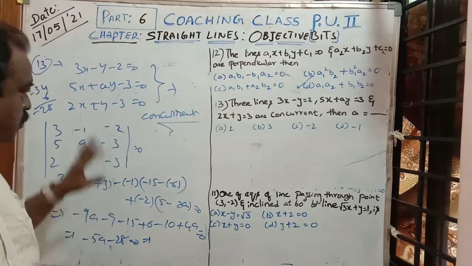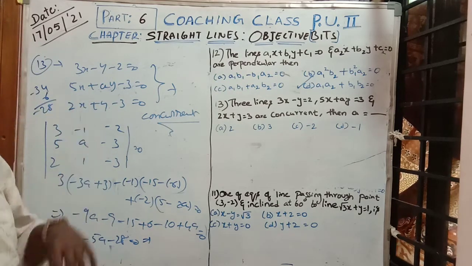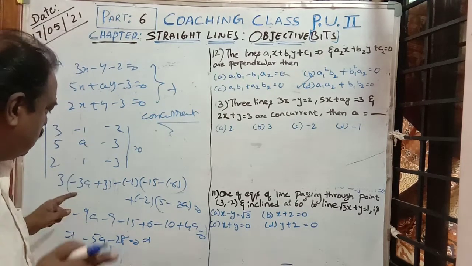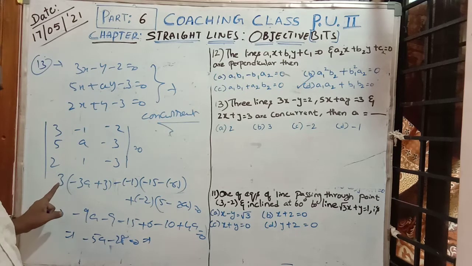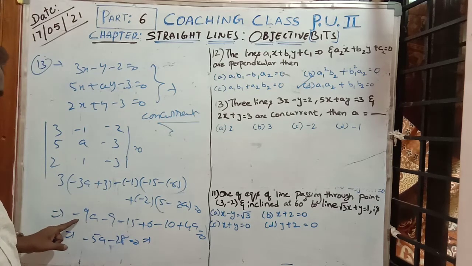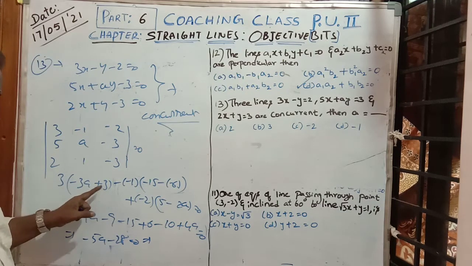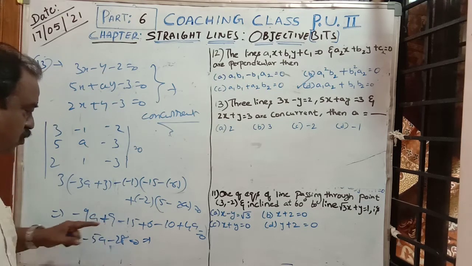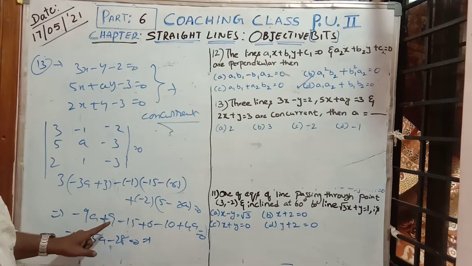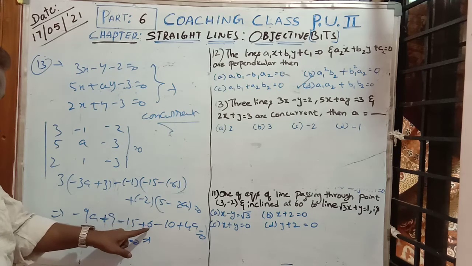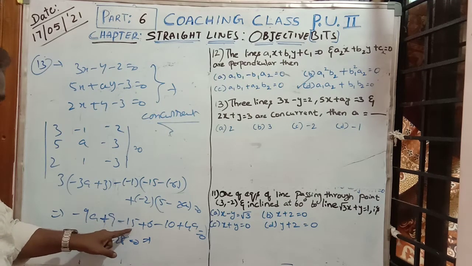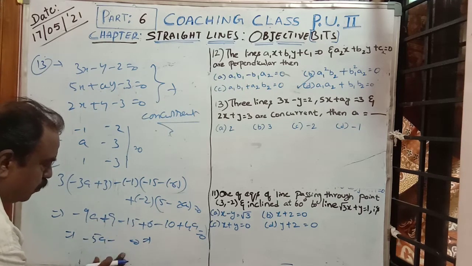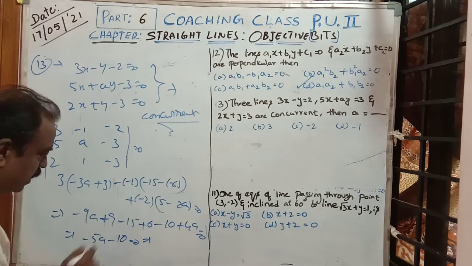Up to this point it is correct. Now observe me, a small mistake is there. 3 into minus 3a is minus 9a. 3 into 3 is 9, that was an arithmetic mistake. Now 9 plus 6 is 15, and minus 15 cancels. So only minus 10 is there.